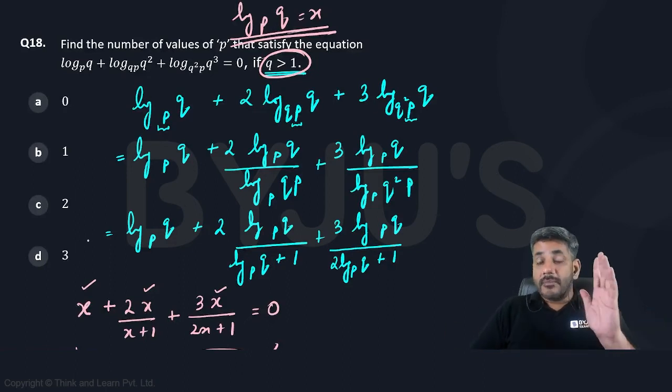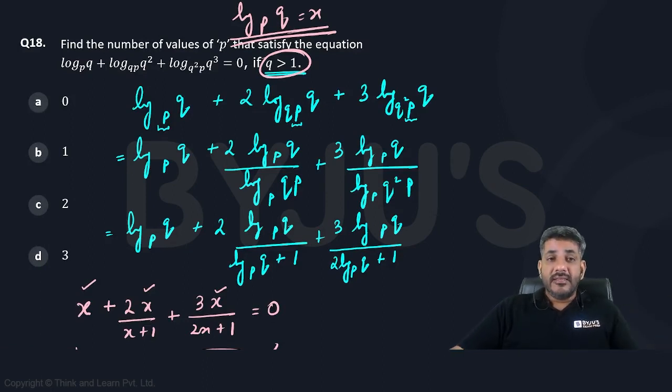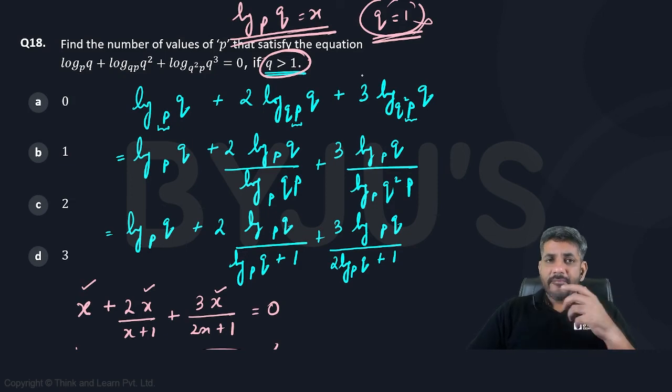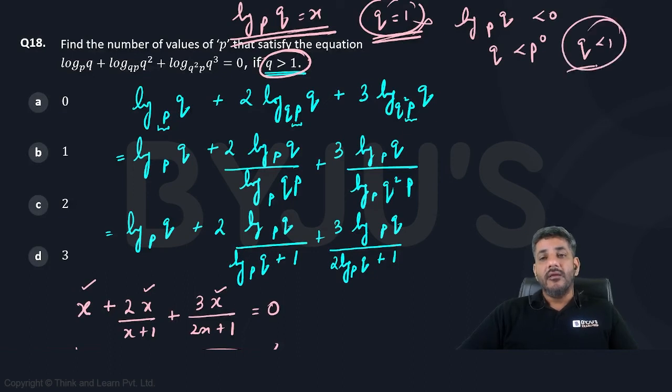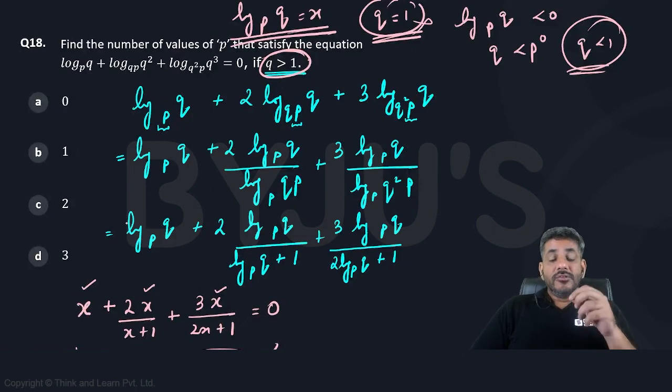So either all of them are 0, but if all of them are 0, in that case that means log q to the base p is equal to 0. So q will become p to the power 0, which is 1. But the question says q should be greater than 1. So all of them cannot be 0. What if x is negative? If x is negative, that means log q to the base p is less than 0. So q is less than p to the power 0, that means q is less than 1. But q cannot be less than 1 as well.